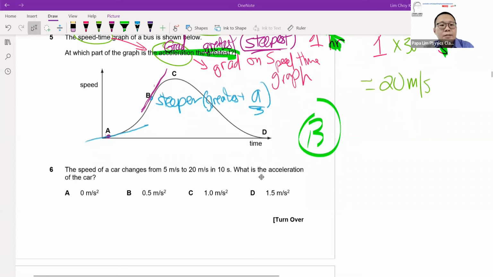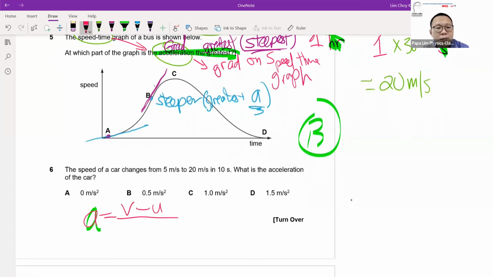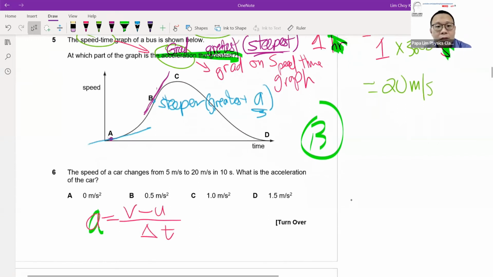As for question 6, I will not dwell too much on it, because it is a simple application of the formula. Acceleration is equal to final minus initial velocity divided by the time taken. What we need to take note of is the initial speed and the final speed. Based on the question, it changes from 5 meters per second to 20 meters per second. So 5 meters per second is the initial speed and 20 meters per second is the final velocity. So it'll be final velocity minus initial. Take note of the formula and substitute accordingly.